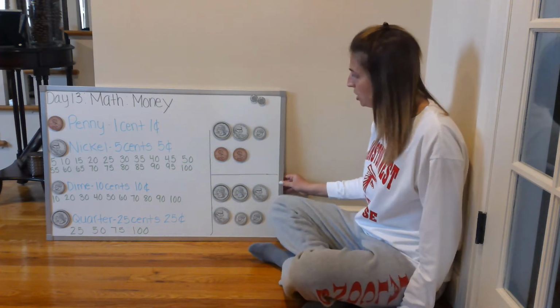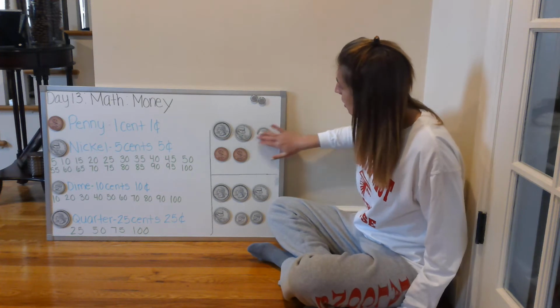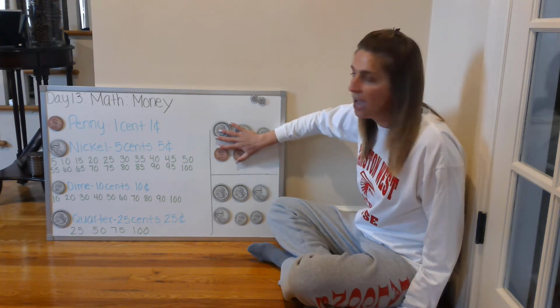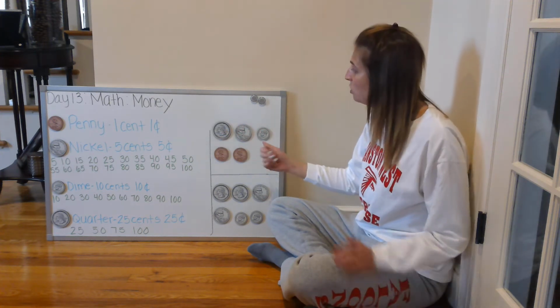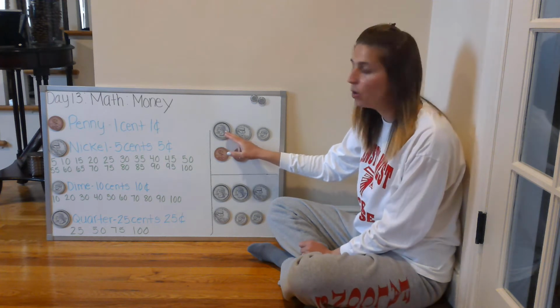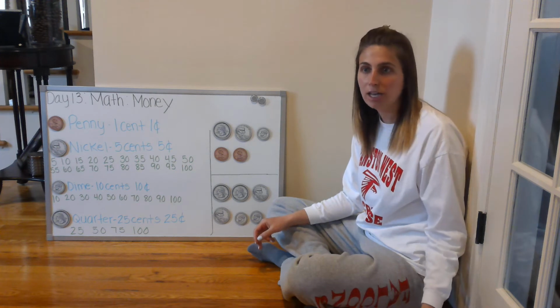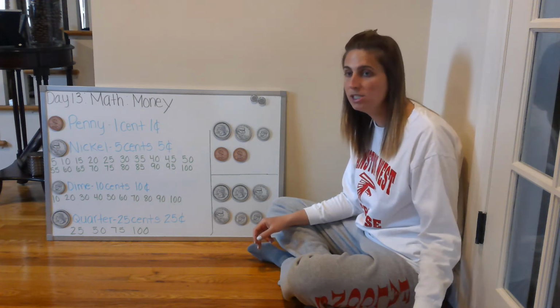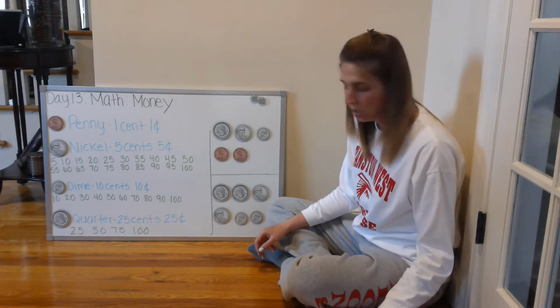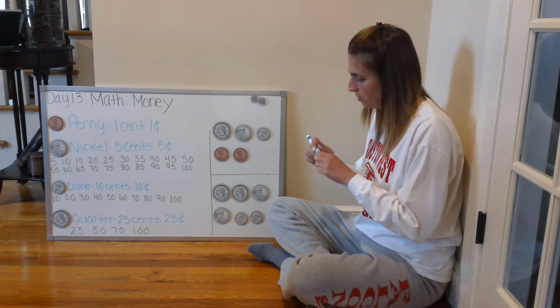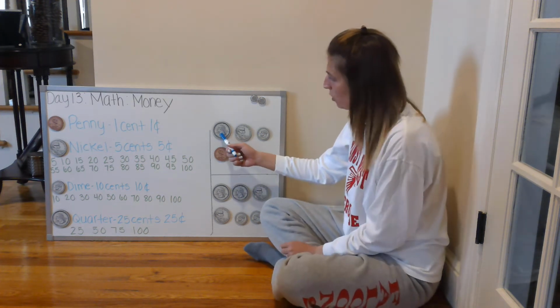Now what we're going to do is we're going to calculate how much I have in my first group. First, by identifying each of the coins and then writing that amount above, and then using our calculator if you have one available to calculate the amount. So let's first start identifying each of my coins.